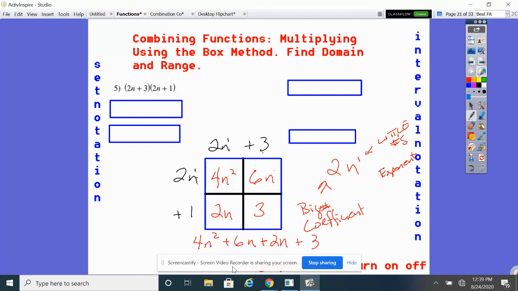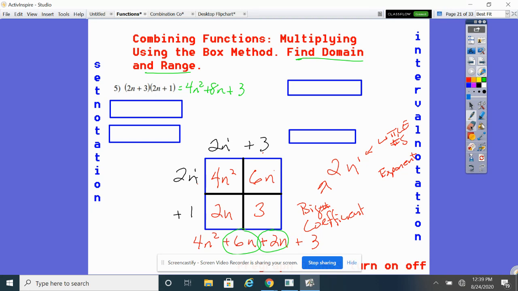And what you're going to notice, 6n and 2n are like terms. We're going to go ahead and add those together, meaning the answer is 4n squared plus 8n plus 3. Now, I know it says find the domain and range. I'm going to do that for these last two problems. I want you to get used to the box method first before we go back into domain and range. So there's the answer to number 1.